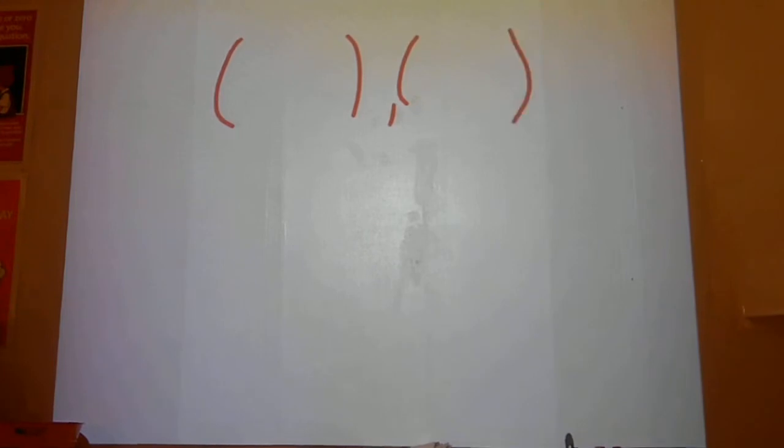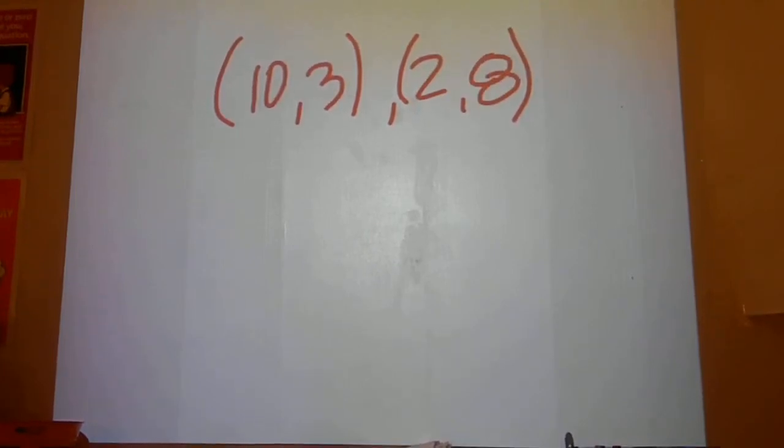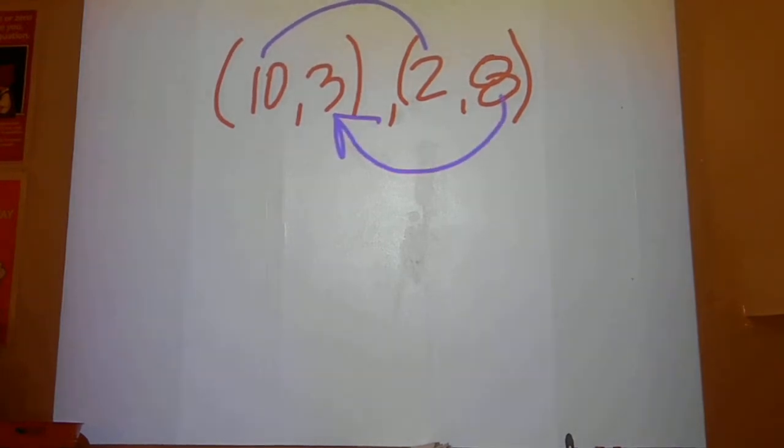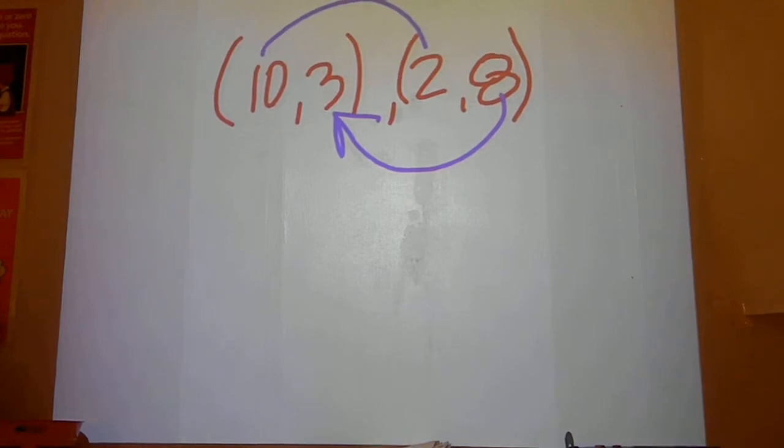Here are two made-up points. We'll call this 10, 3, 2, 8. You can't do this. You could not go 10 minus 2 and then go 8 minus 3. Well, actually you could. I take that back because 8 minus 3 is 5. You square that, it's 25, and then 3 minus 8 is -5. Square that, that's 25. I never thought about that. So yeah, you can go either direction.